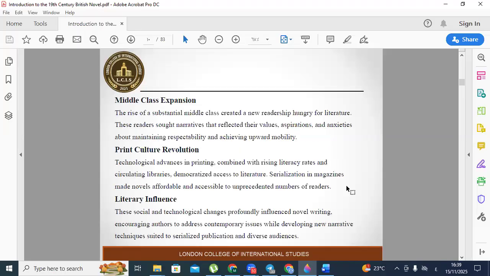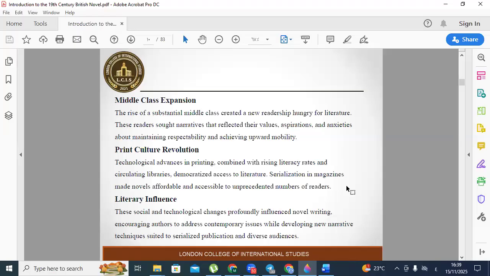Middle class expansion, print culture revolution, literary influence. The rise of a substantial middle class created a new readership hungry for literature. These readers sought narratives that reflected their values, aspirations, and anxieties about maintaining respectability and achieving upward mobility.